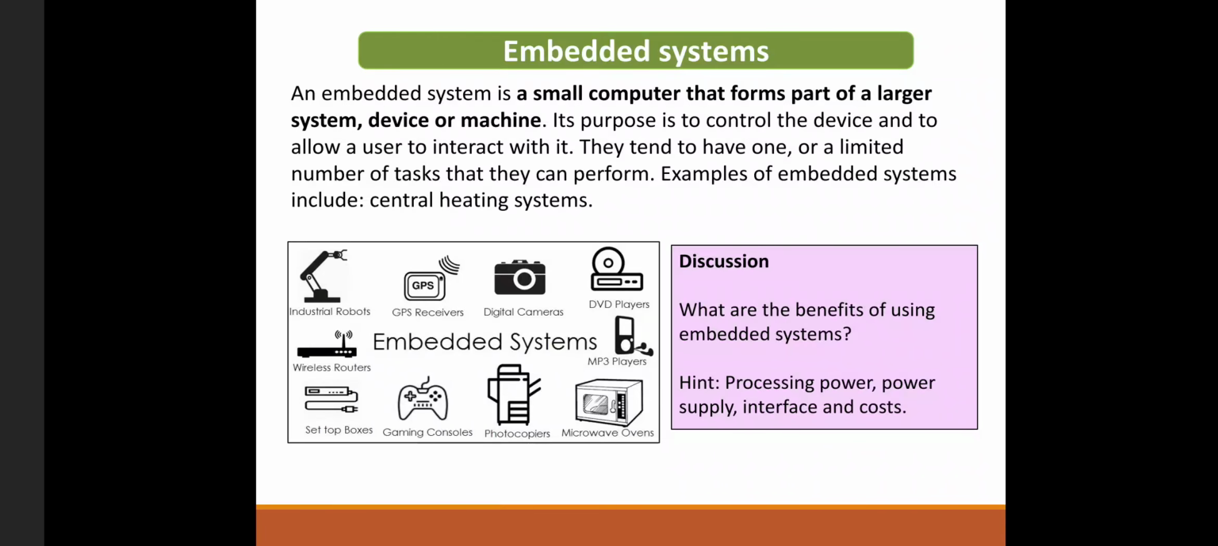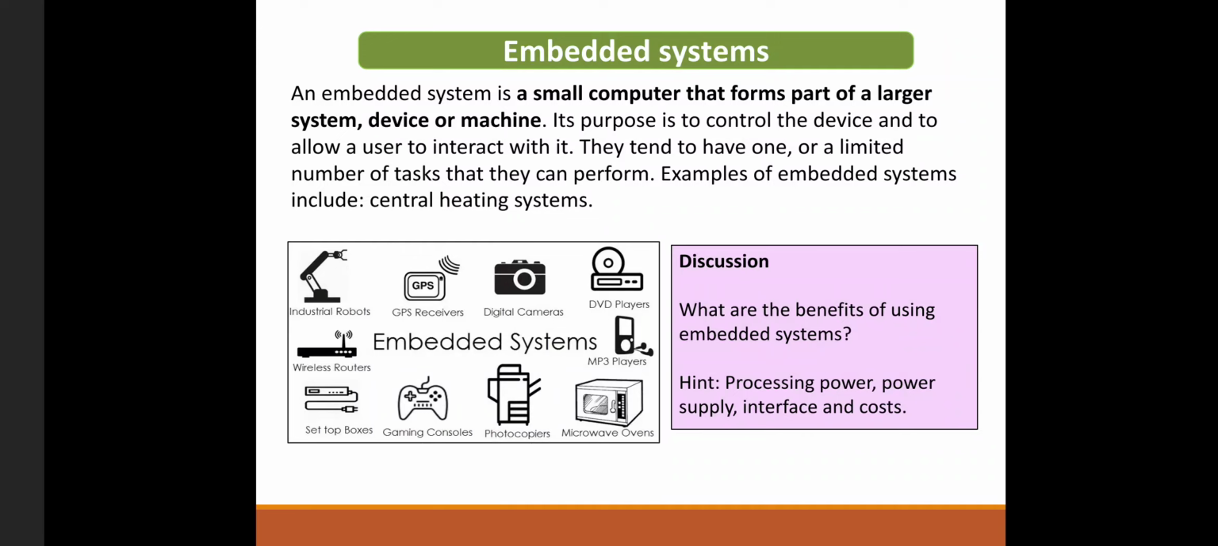Let's talk about embedded systems. An embedded system is a small computer that forms a part of a larger device. Let's talk about embedded systems in your house. You know that part of your fridge that has a digital section, the buttons? The fridge is the larger system, and that part is the embedded system.